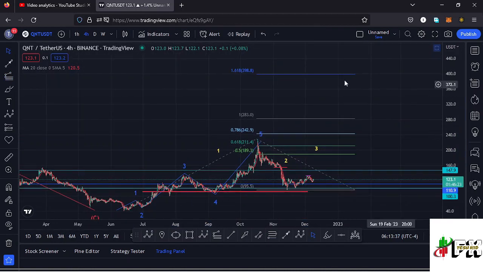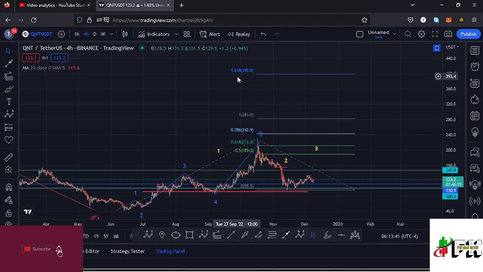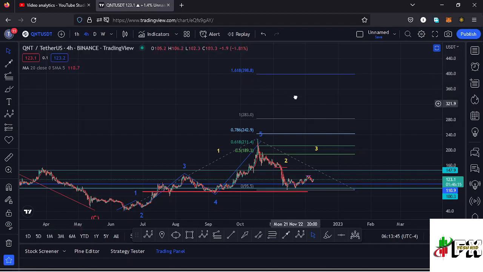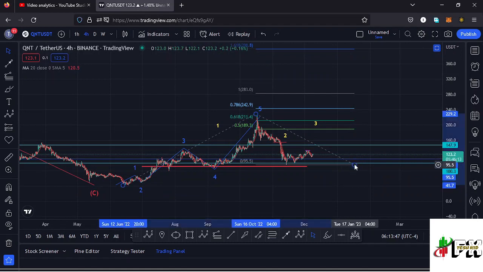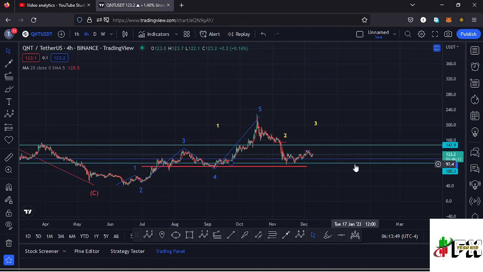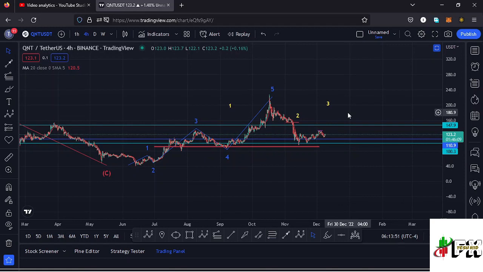That gives me a minimum target area to the upper side in the formation of that wave 3 at the Fib level 1.618, and that is at around the $398.8 mark. That is the minimum that I would expect Quant to do in the long-term scenario, and that is my long-term scenario that I'm expecting to play out.